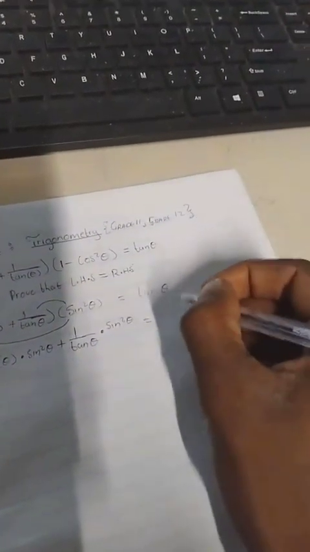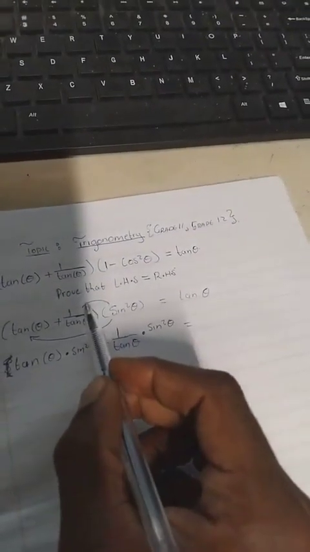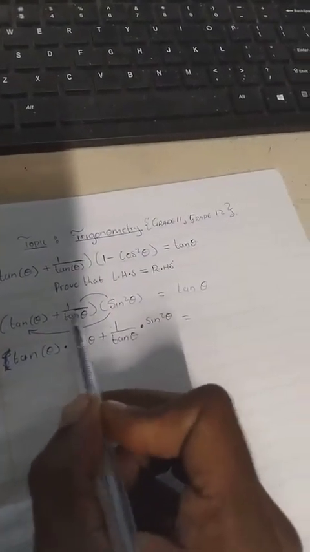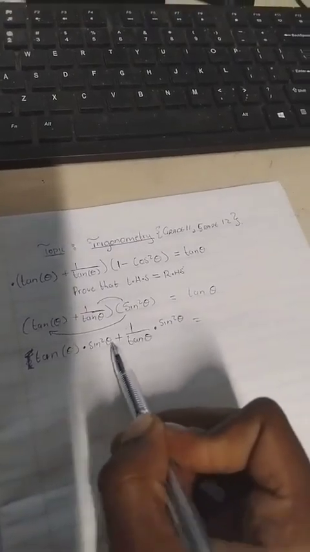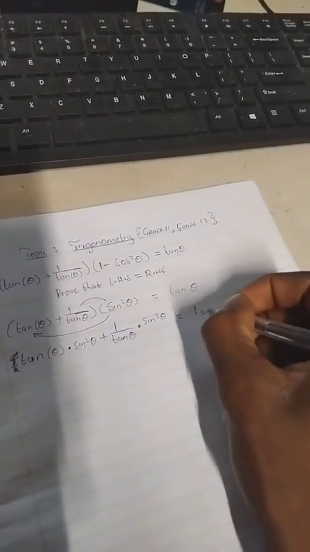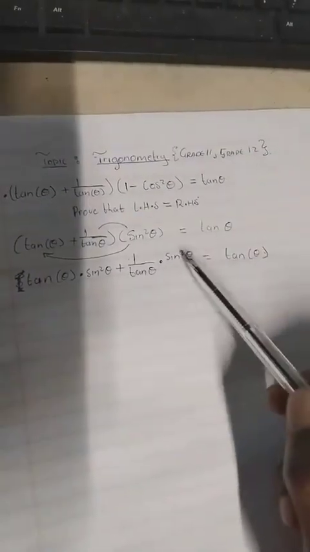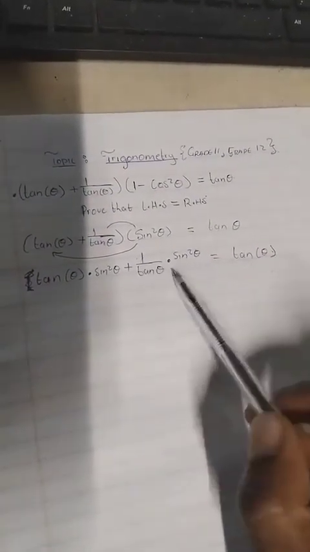So let's continue. I distributed that and multiplied this 1 over tan theta with this sine squared theta, and I multiplied this tan theta. Here is my tan theta, multiplied with sine squared theta. Now all of this is going to be equal to tan theta. Again, guys, I'm just showing you that I'm not interfering with both sides.